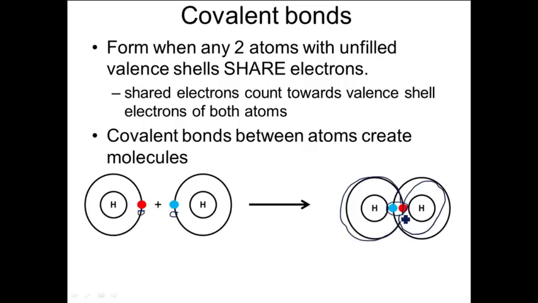Well, that wasn't a very good circle. You know what I mean, okay? So they're going to spend all their time going around both of these, and they're going to do that together, okay? Now each hydrogen thinks that it has 2 electrons, okay? And that's how the covalent bond has formed there.